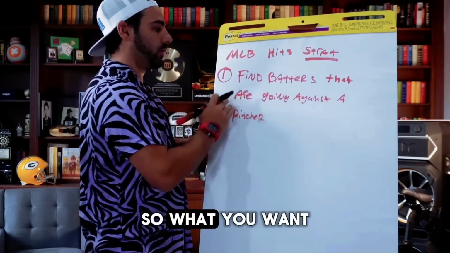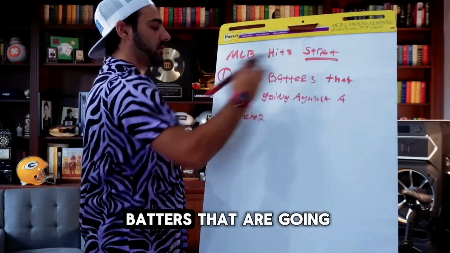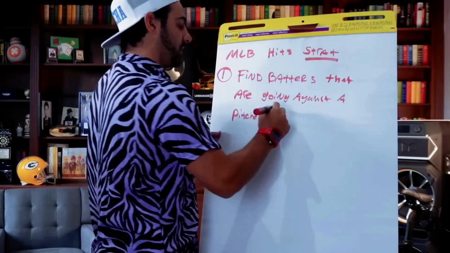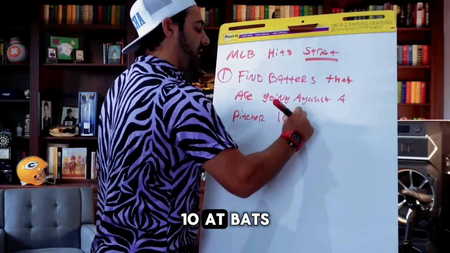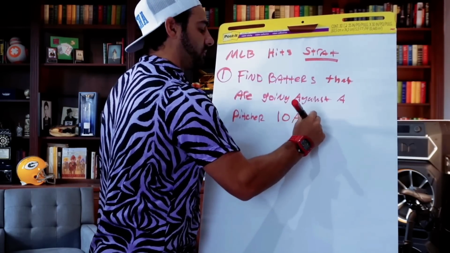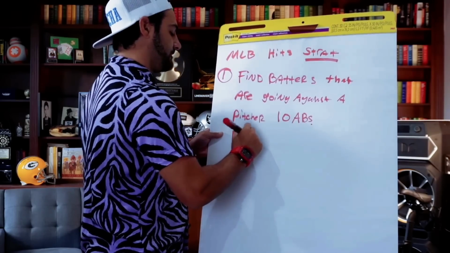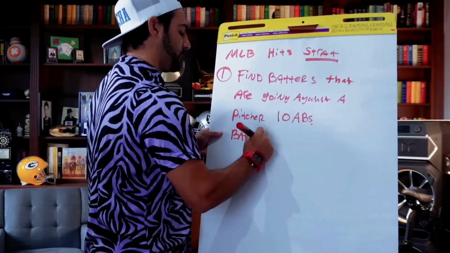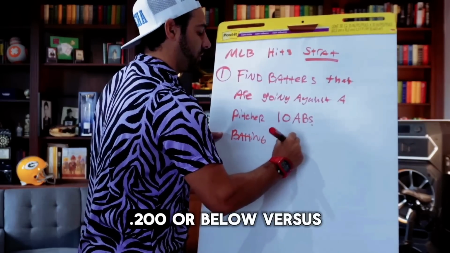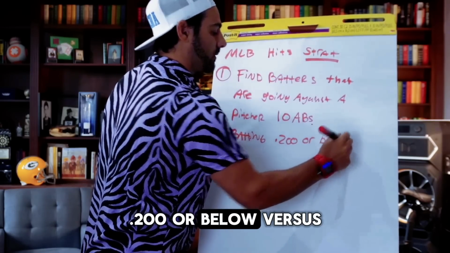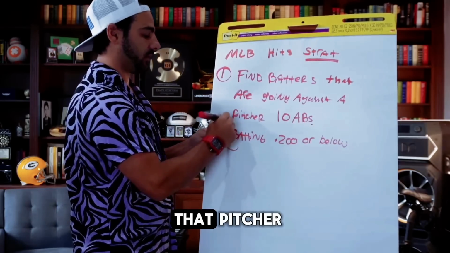Okay, so what you want here is you want to find batters that are going against a pitcher that have at least 10 at-bats, okay, and are batting 200 or below versus that pitcher.